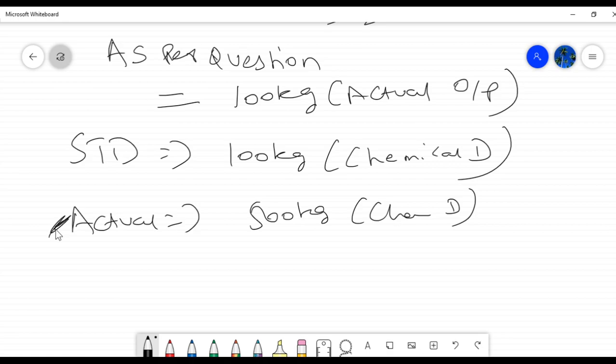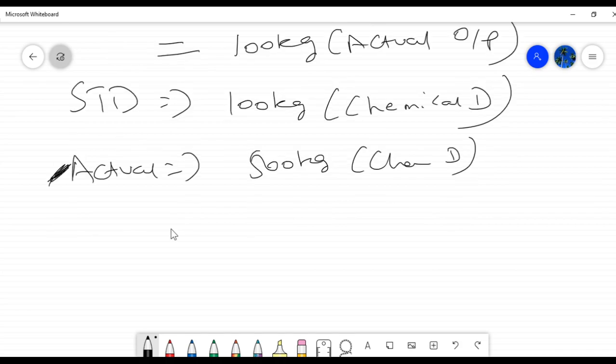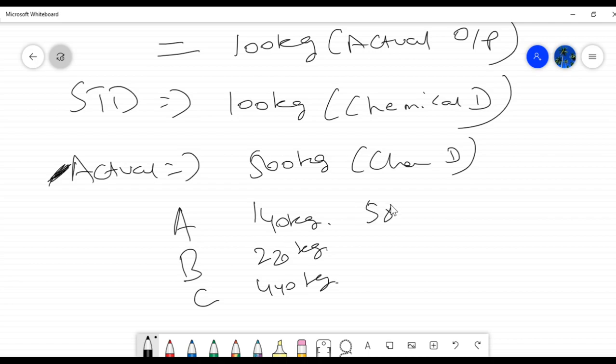How to convert that? What is the data for 500 kg first? Chemical A, B, C. How much is used for 500 kg? A is 150 kg, B 220 kg, C 440 kg. Then what is the price they paid? For A, 588 rupees. For B, 1056 rupees. For C, 2860 rupees.